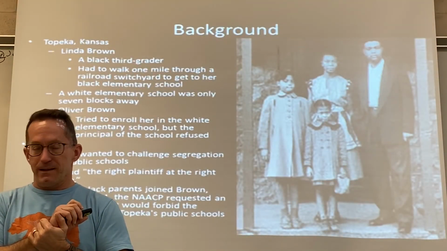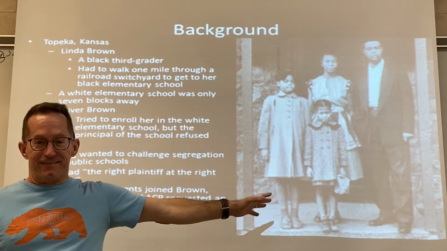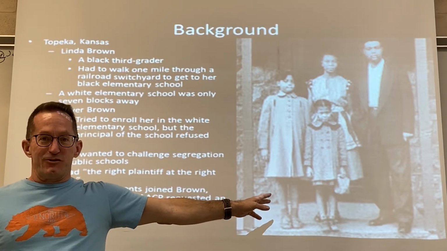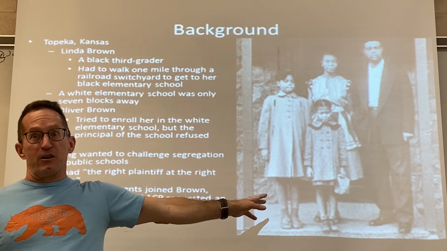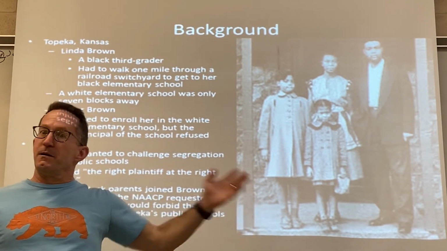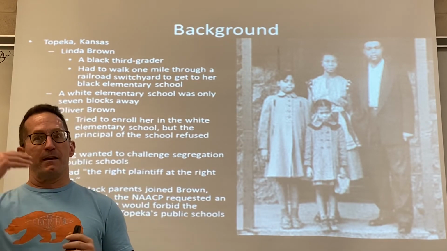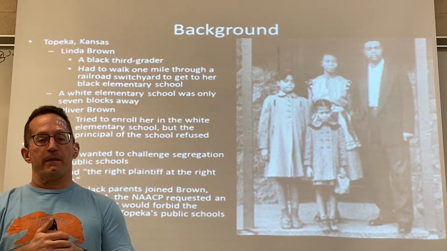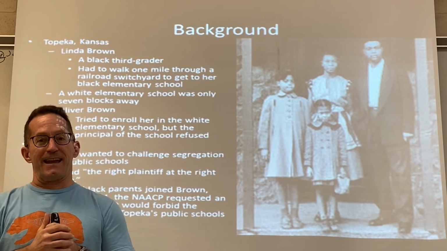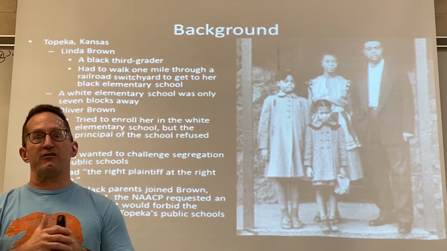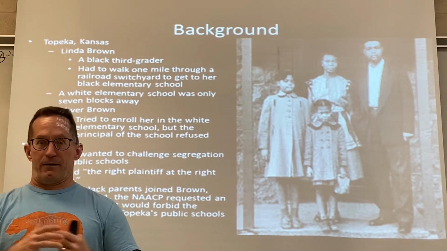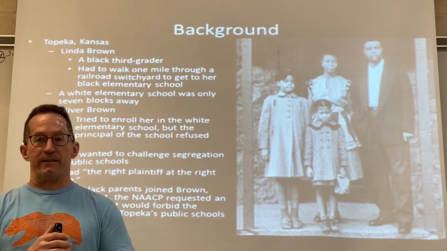So, Linda Brown, all she wants to do is go to school. She could have gone to the school that was close and convenient to her house, which was only 7 blocks away, but that was a segregated school system. It was for white students. The colored school was further away, and to get there, she basically had to walk through this dangerous railroad yard. So her parents say, of course, this is ridiculous.